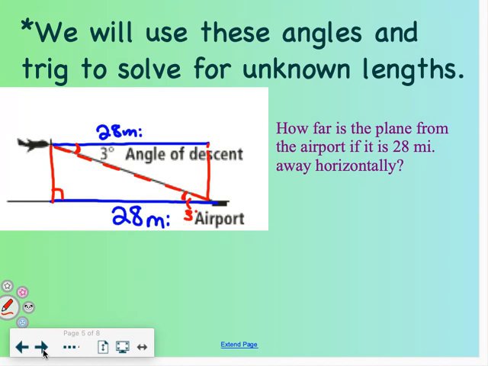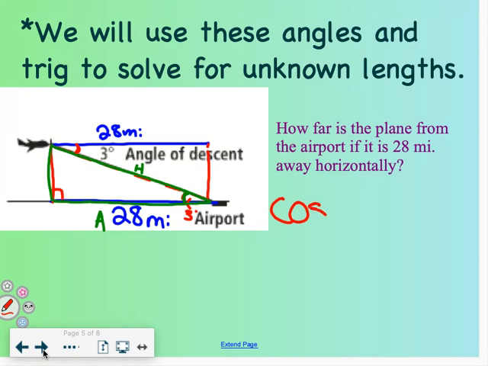So we have this information. What we need to do is figure out what is this distance. Well, if we think of this triangle right here that I'm highlighting in green, what we're trying to find is the hypotenuse of that triangle. What we have from our angle that we're given is the adjacent side. So if we have the adjacent side and the hypotenuse, that should tell you right away we are going to use cosine.